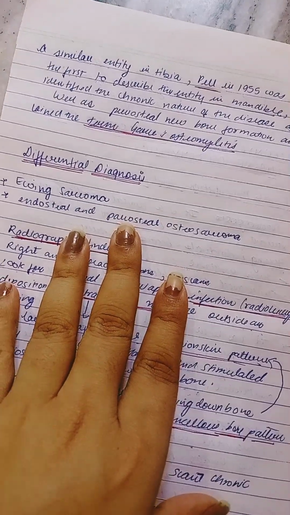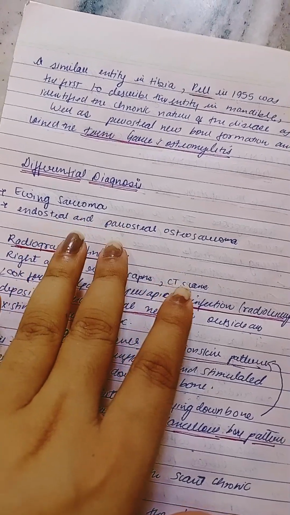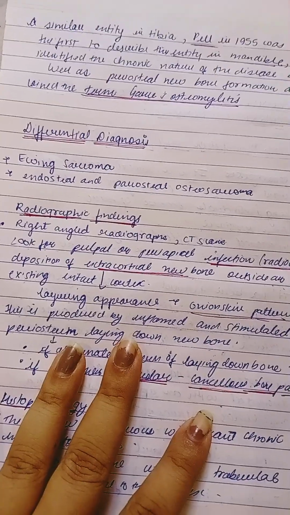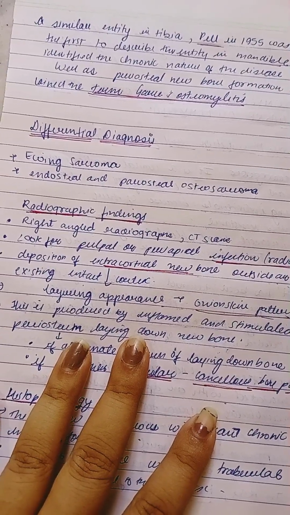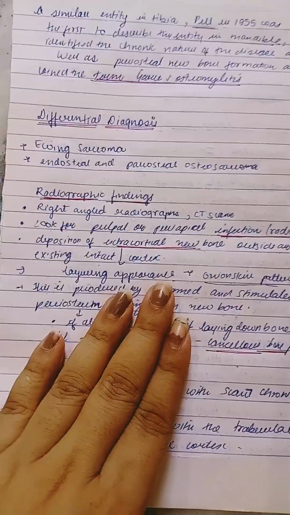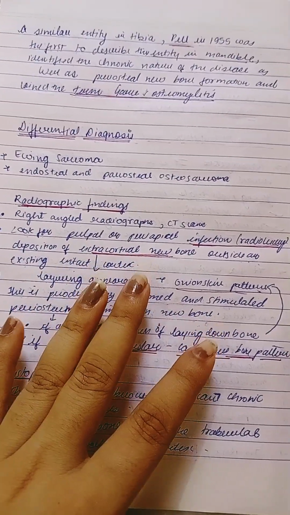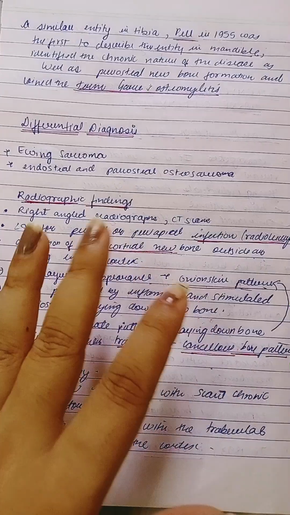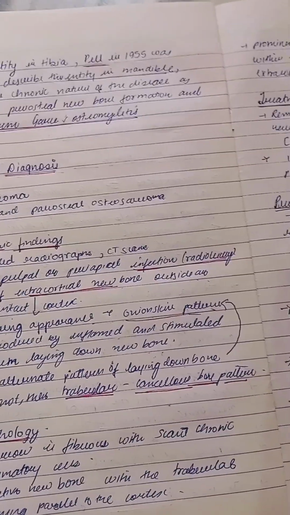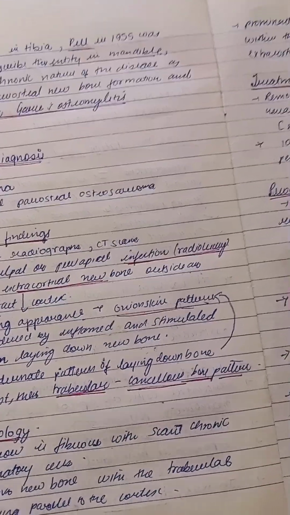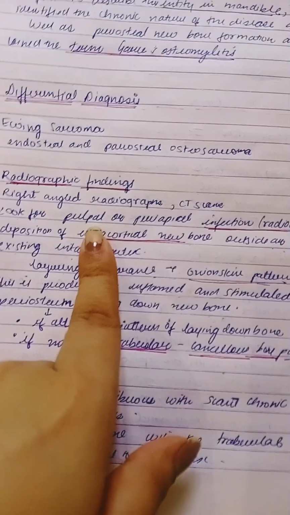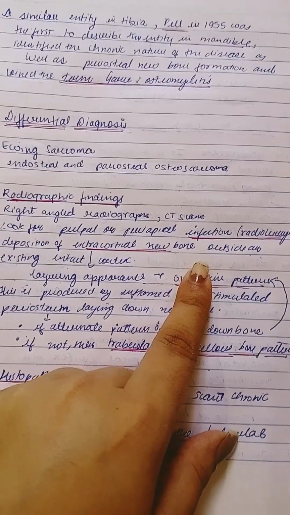Coming to differential diagnosis, it can be Ewing sarcoma, endosteal and periosteal osteosarcoma. Now coming to radiographic findings, right angle radiograph and CT scan are preferred. We should look for pulpal or periapical infection, radiolucency, because the main source of osteomyelitis is pulpal or periapical infection. Any osteomyelitis is caused by this. So specifically in Garré's osteomyelitis, we should look for pulpal or periapical infection or radiolucency.